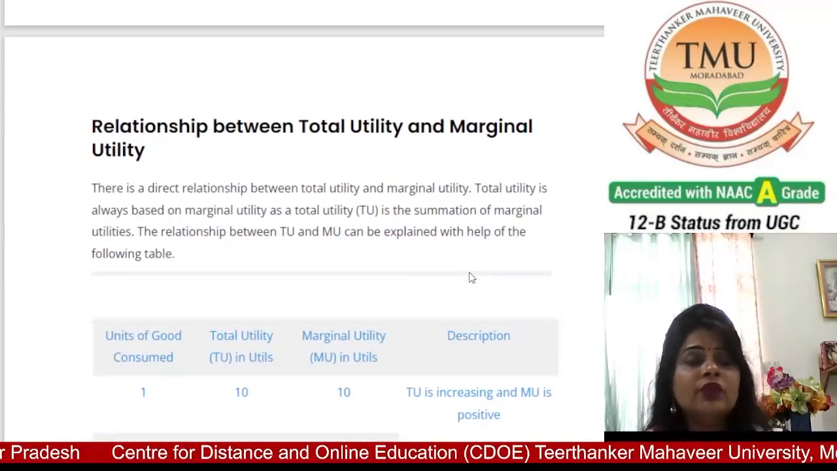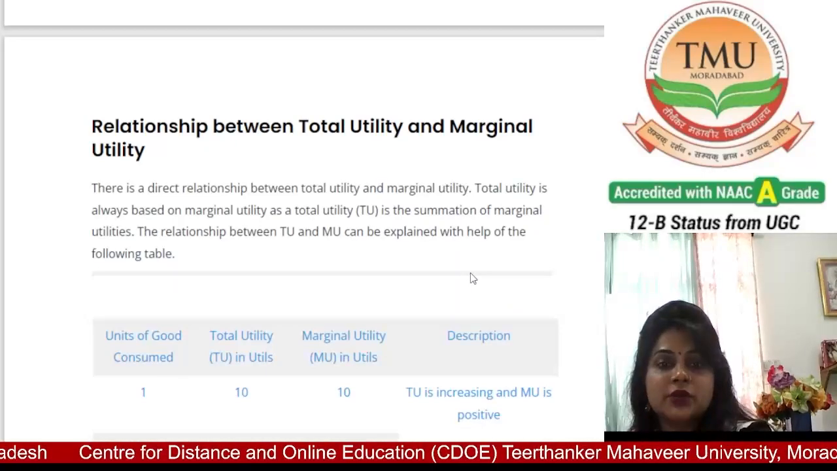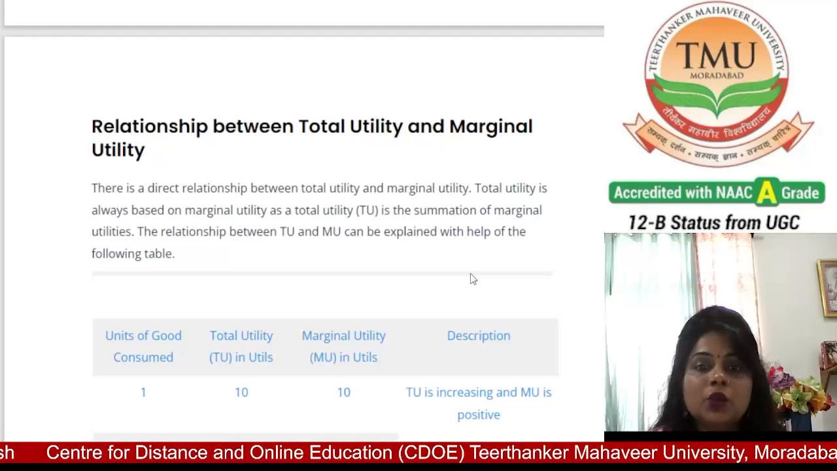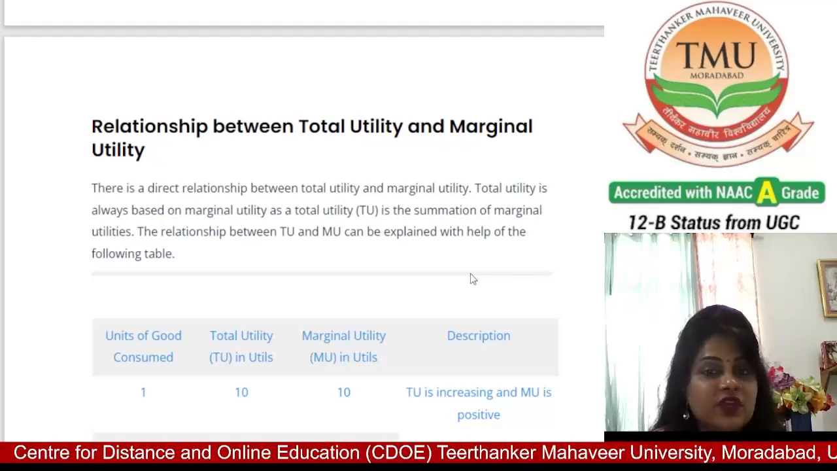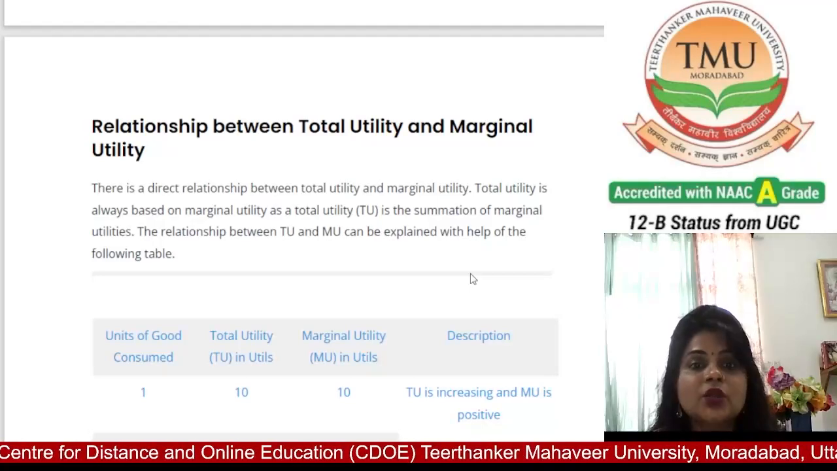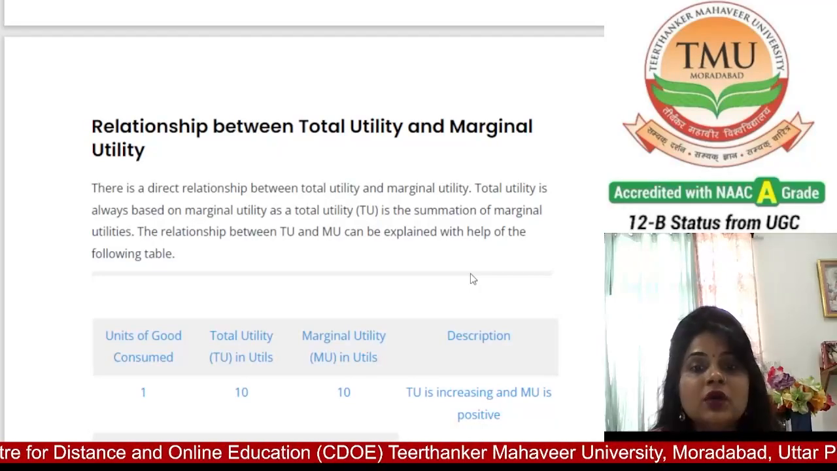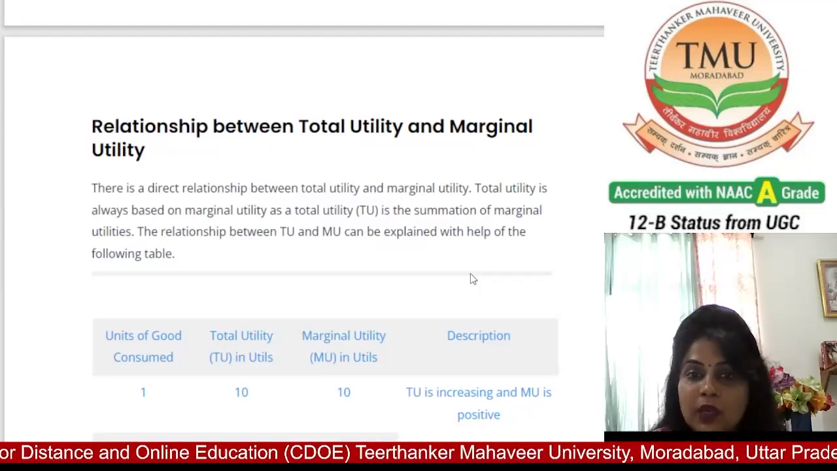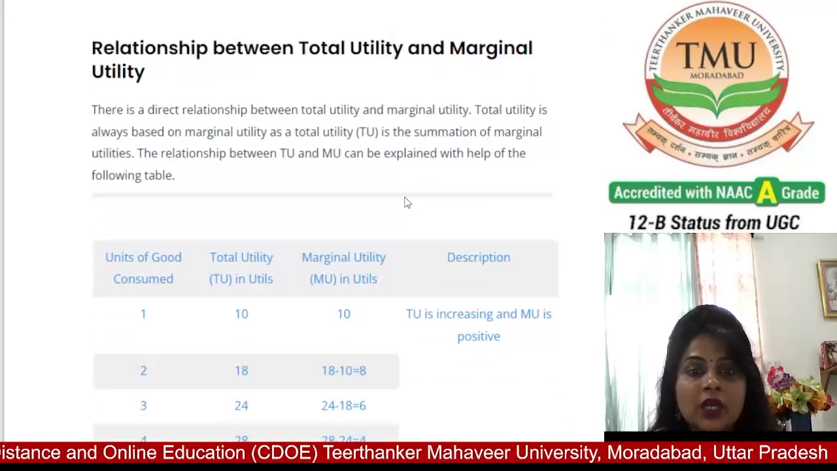Now, we discuss the relationship between total utility and marginal utility. There is a direct relationship between total utility and marginal utility. Total utility is always based on marginal utility, as total utility, TU, is the summation of marginal utilities. The relationship between TU and MU can be explained with the help of the following table.